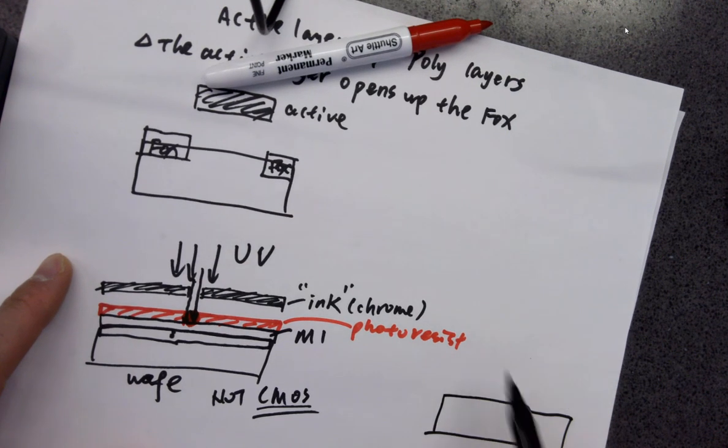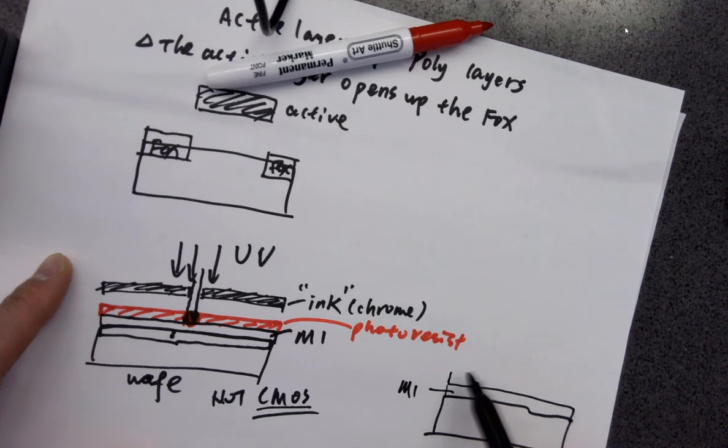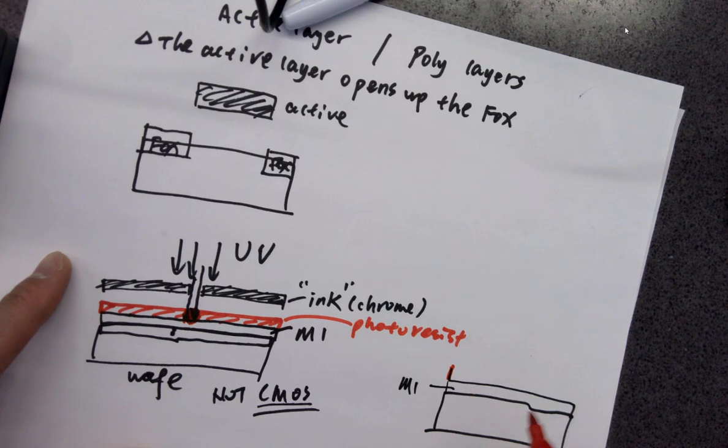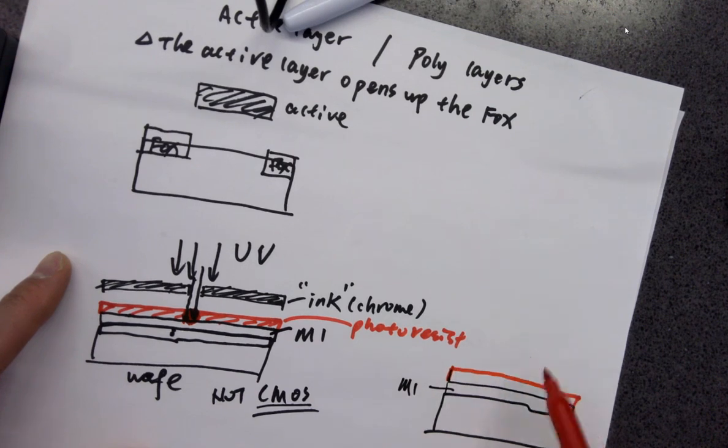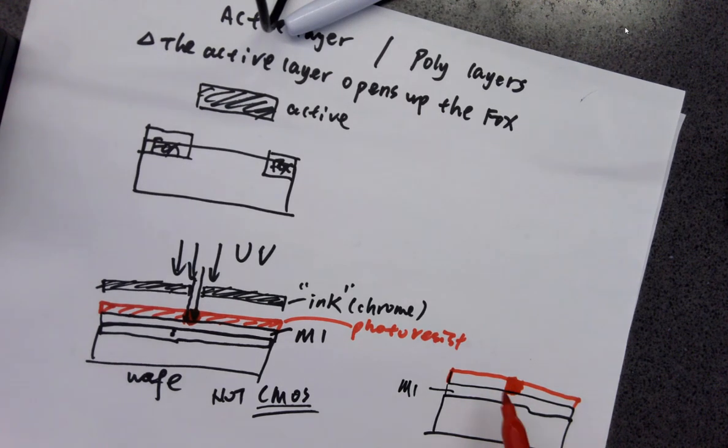Remove the mask. Still the metal one, right? Metal one is still here. It's not changing. But the photoresist has changed a little bit because this part is cross-linked, but this part becomes a little bit different texture compared to the rest.